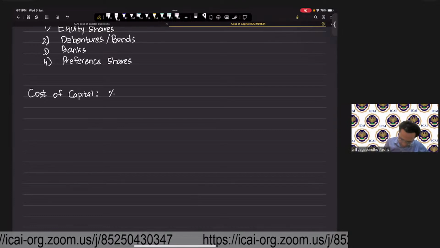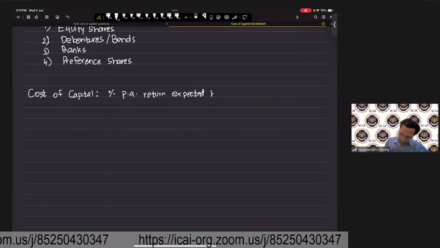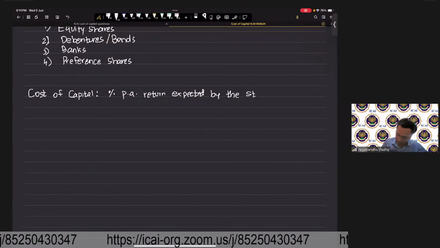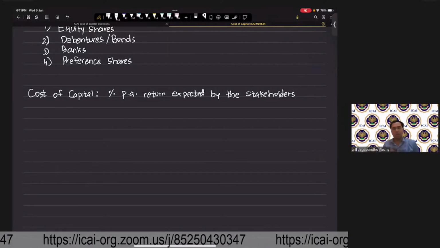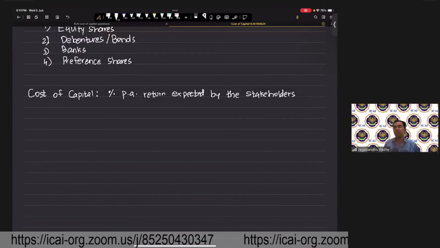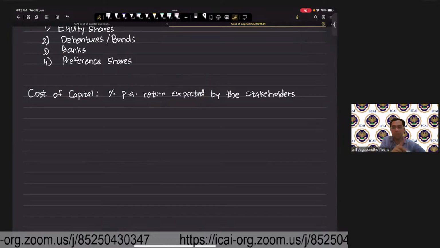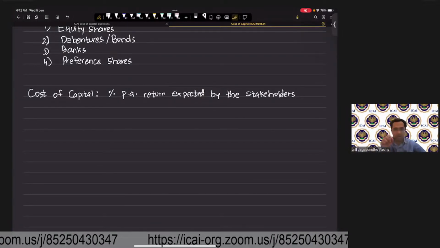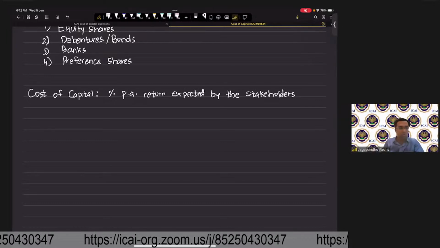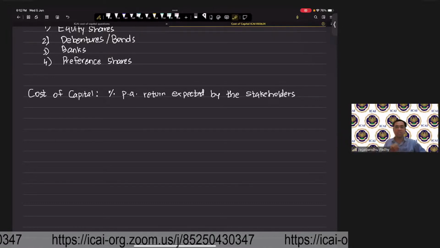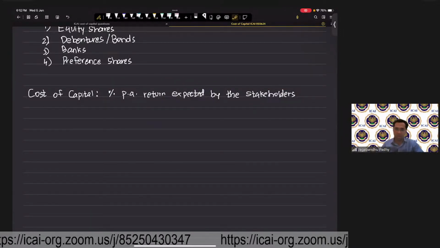So, cost of capital is the percentage per annum return expected by the stakeholders. Now, what do we mean by stakeholders over here? Stakeholders simply mean the persons who have given you the money. It can be your debenture holder, your preference shareholders, the equity shareholders, or the bank. Because unless you are fulfilling their expectation, they are not going to provide you funds. If you're not ready to pay them return as per their expectation, they will definitely not be interested in investing in your business. Remember, cost of capital is basically the percentage per annum return which is expected by the stakeholder.